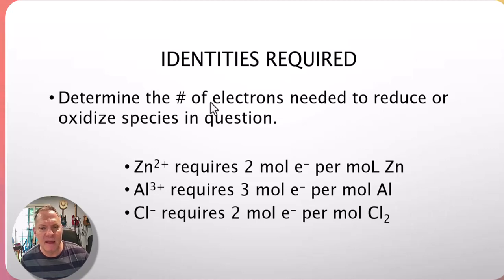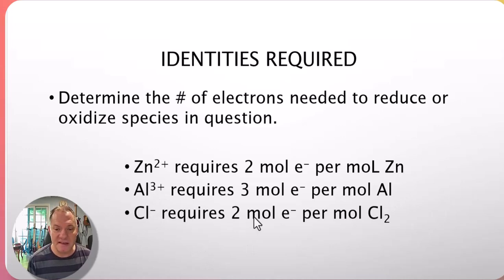All right, some of the things we have to know for this are just some identities. So let's talk about that. We have to, first of all, determine the number of electrons needed to reduce or oxidize whatever species we're dealing with. For example, if I wanted to reduce zinc 2+, I would need 2 moles of electrons per every mole of zinc. If I were working with aluminum, 3 moles of electrons would be required to reduce 1 mole of aluminum. And I know that just from the charge.